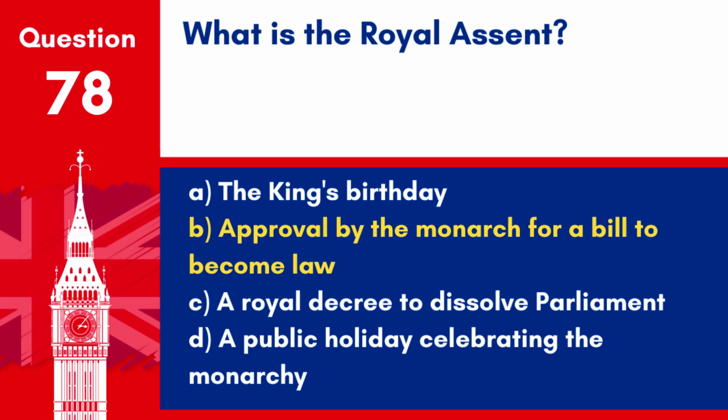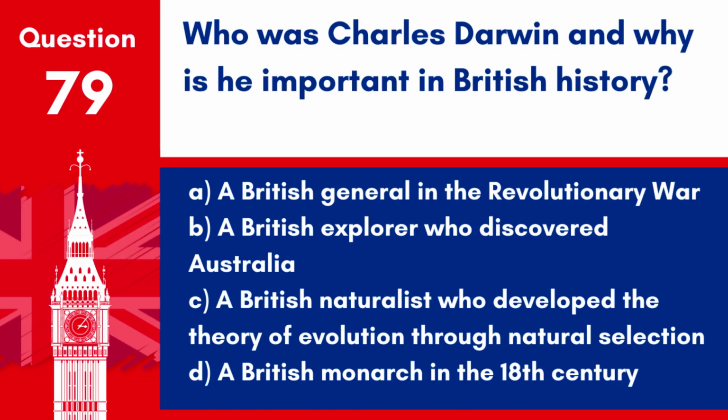Answer: B. Approval by the monarch for a bill to become law. Royal assent is the approval by the monarch required for legislation passed by Parliament to become law. Question 79. Who was Charles Darwin, and why is he important in British history?